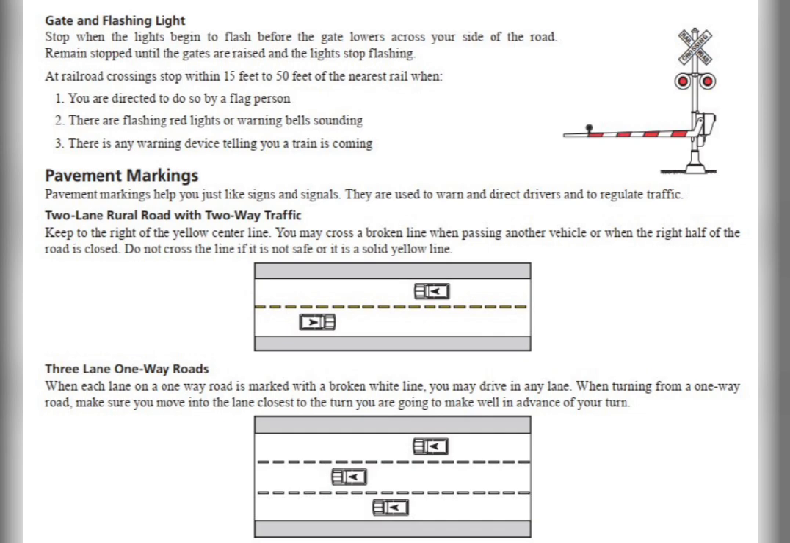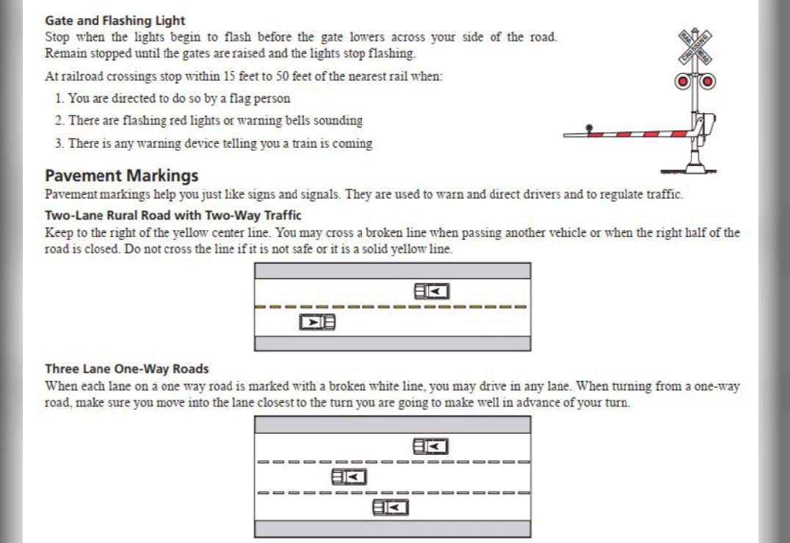Pavement markings. Pavement markings help you just like signs and signals. They are used to warn and direct drivers and to regulate traffic. Two-lane rural road with two-way traffic. Keep to the right of the yellow center line. You may cross a broken line when passing another vehicle or when the right half of the road is closed. Do not cross the line if it is not safe or it is a solid yellow line.